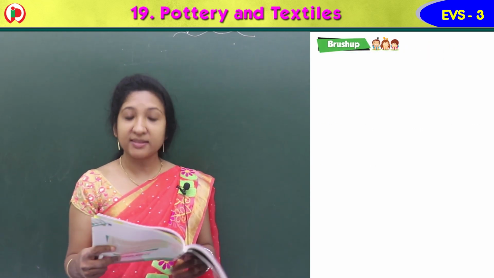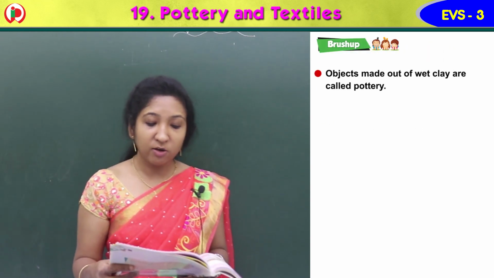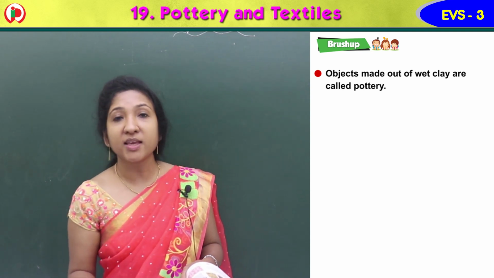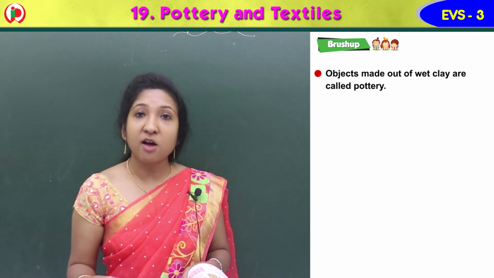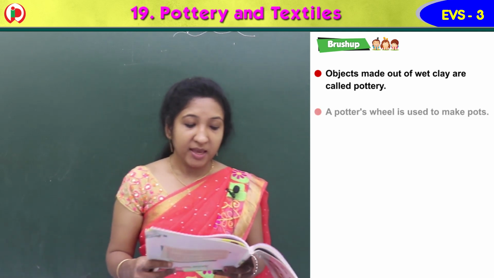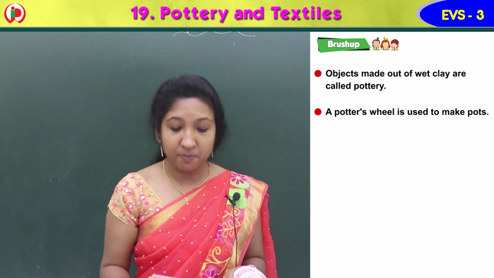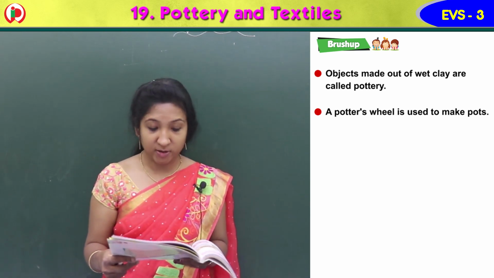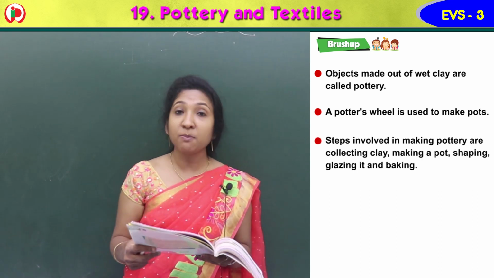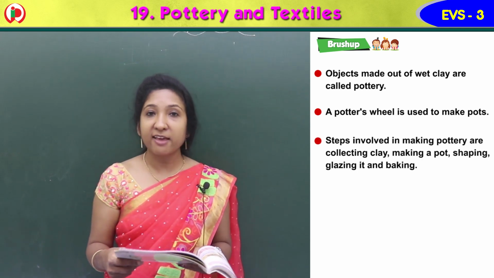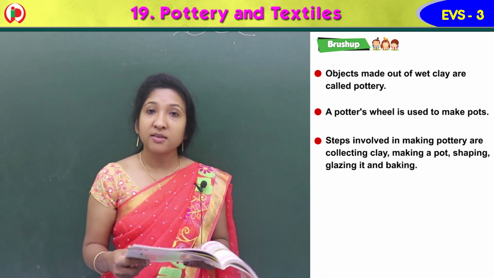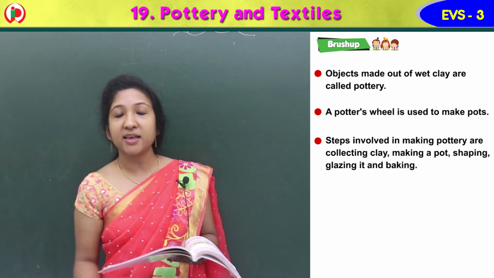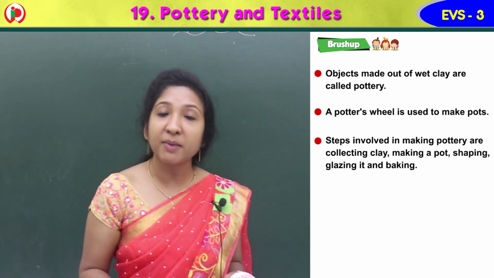Yes, so brush up. Let's recall. Objects made out of wet clay are called pottery. Pottery means the objects that are made out of wet clay. A potter's wheel is used to make pots. Steps involved in making pottery are collecting clay. First we need to collect the clay, then making a pot, then shaping it, glazing it and baking it. These are the steps involved in making pottery.